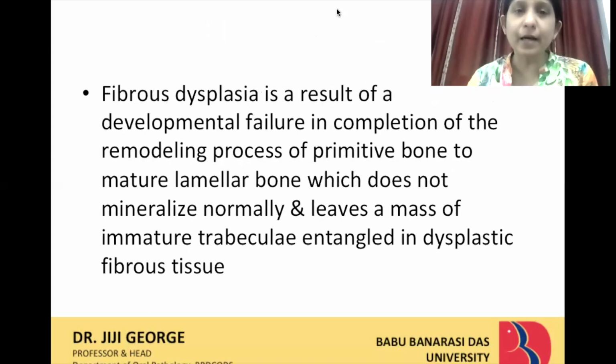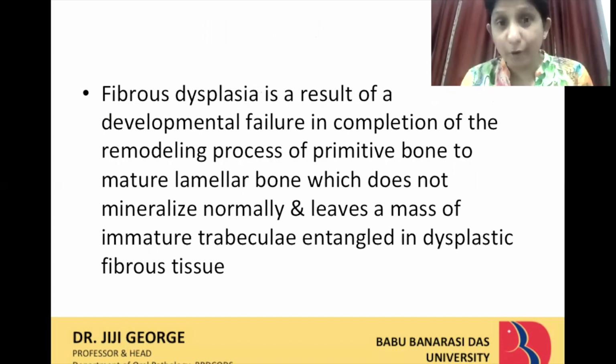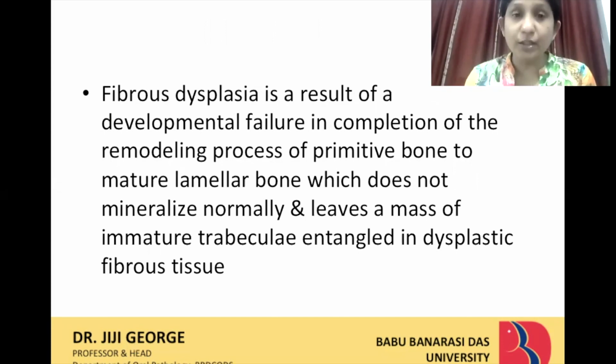Now, fibrous dysplasia happens because it's a result of a developmental failure in completion of the remodeling process of the primitive bone. Now, let's see what remodeling is. Remodeling is the alternate bone deposition and resorption, which is seen in the bone normally. So there is a failure in completion of the bone remodeling. Bone remodeling is a very continuous process. It keeps happening. Bone is never a static tissue. It always maintains an equilibrium by being the dynamic tissue that it is, by having alternate processes of deposition as well as resorption.